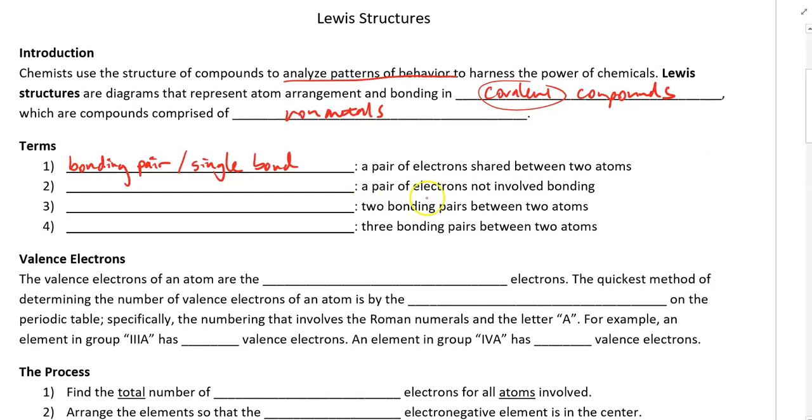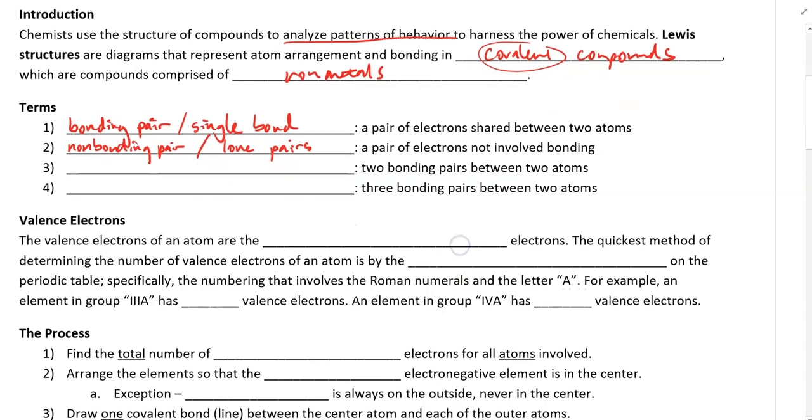Second one here, a pair of electrons not involved in bonding. Again, giving you two alternatives, but one will be used more often than the other. First one would be non-bonding pair. Makes a little bit of sense there, right? These are not involved in bonding. But also you might see these as lone pairs. Right? Lone pairs of electrons, which seems kind of oxymoronic, but you get the idea.